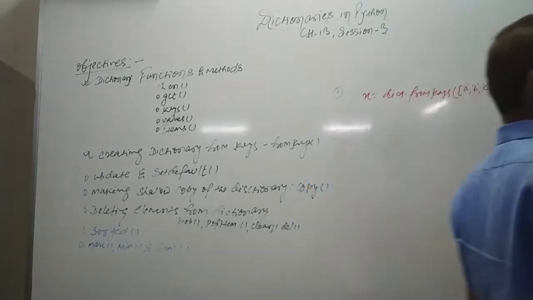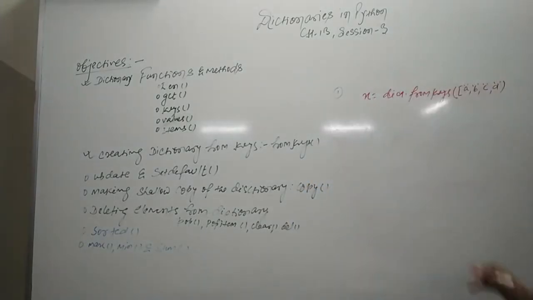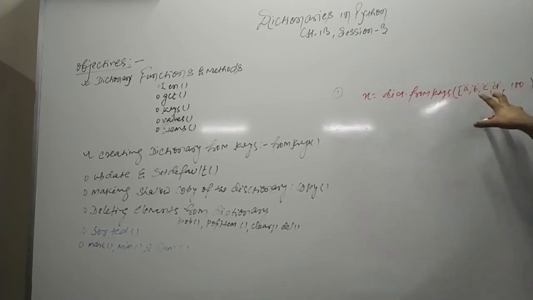Suppose you want a particular value, 100, in this case. So you just say comma and the value you want, 100. Now what is going to happen here? Here we are trying to create a dictionary x with the help of fromkeys, where A, B, C, D will be the 4 keys of the dictionary, and every key has 100 as its value. So what kind of dictionary will there be?